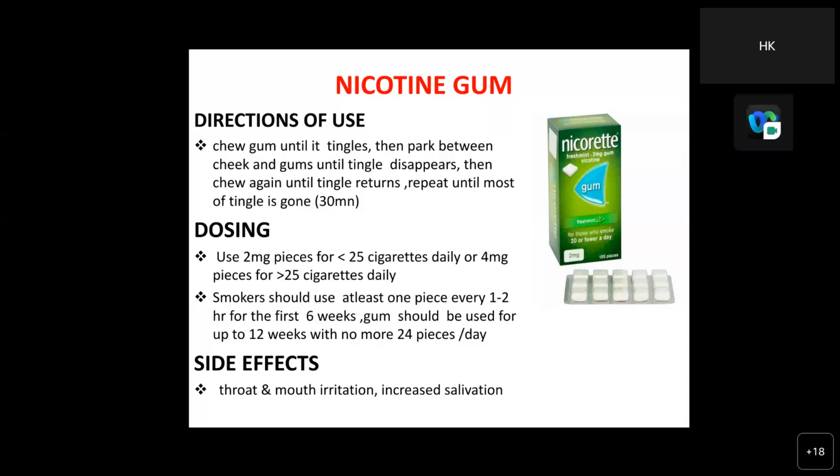And the side effects involve throat and mouth irritation and increased salivation due to the usage of multiple pieces of gum.